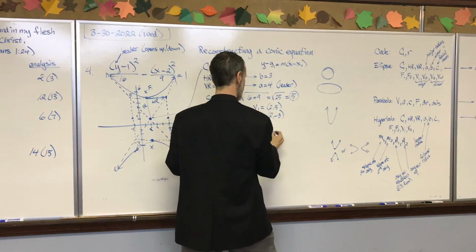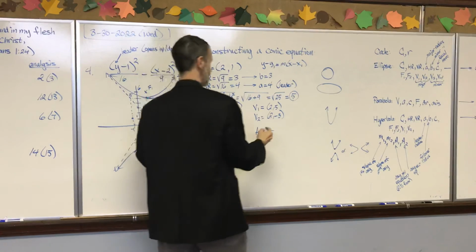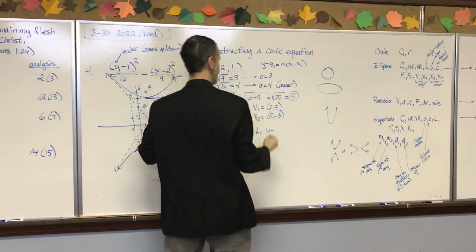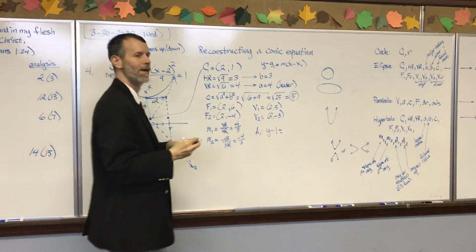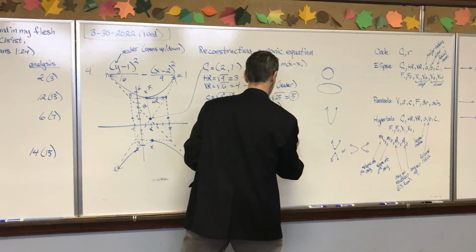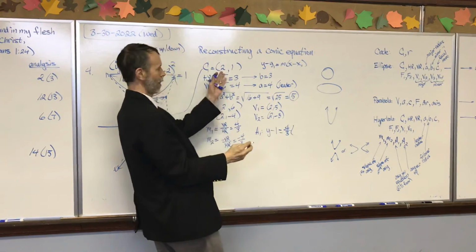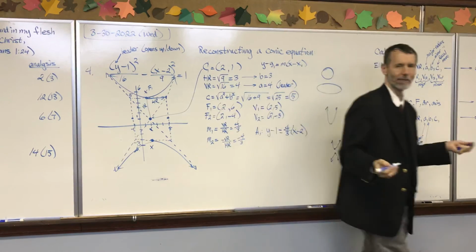So y minus what? Just use that, so we get 1. 1 equals, and what slope would you use? 4 over 3. That's your new slope. And then parentheses, x minus 2. You just found the first asymptote.